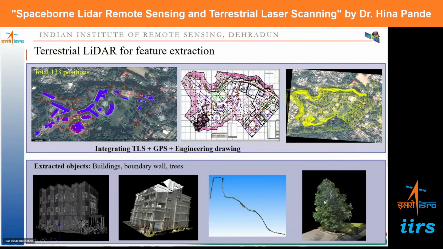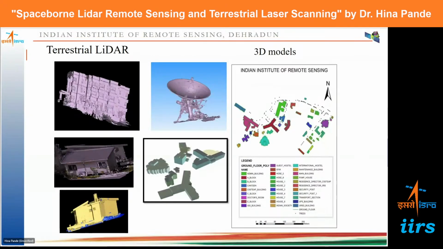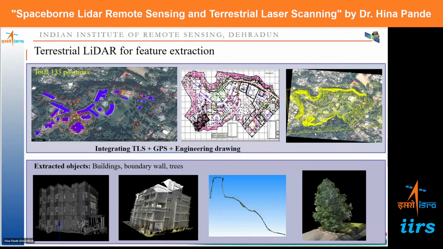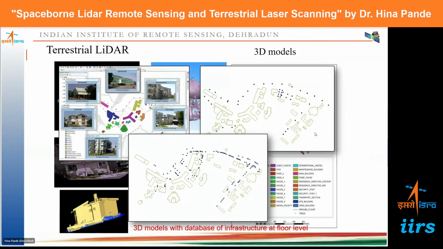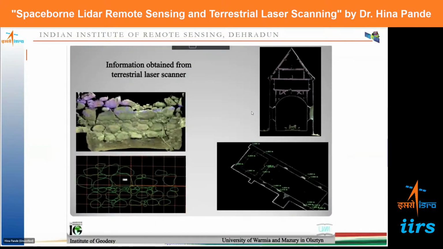Vegetation related studies can also be done. Different buildings have been scanned. The 3D models are prepared. Industrial applications and mapping of these buildings, etc. have been done. So here you can see all the contours and elevation information is captured. Now it can be integrated in a GIS and query system, a 3D model with a database of infrastructure at floor level. So different floors, what the usage of those floors is, etc.